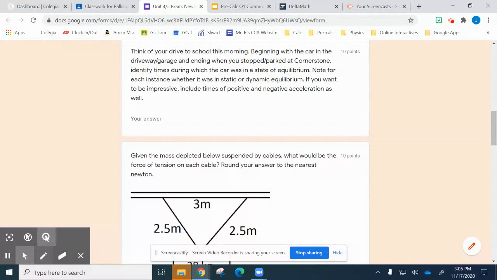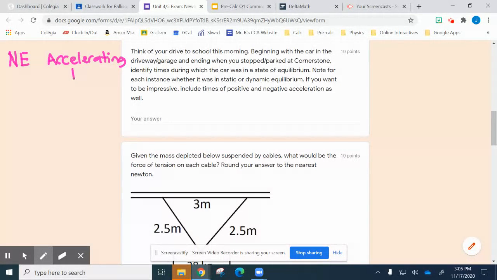Basically, it comes down to this. You are not at equilibrium whenever you are accelerating, which includes slowing down. Accelerating could be a positive or a negative acceleration if you're slowing down. You are at equilibrium whenever you are at constant velocity. So when you're still, of course, that's a constant velocity of 0, and that seems like equilibrium.